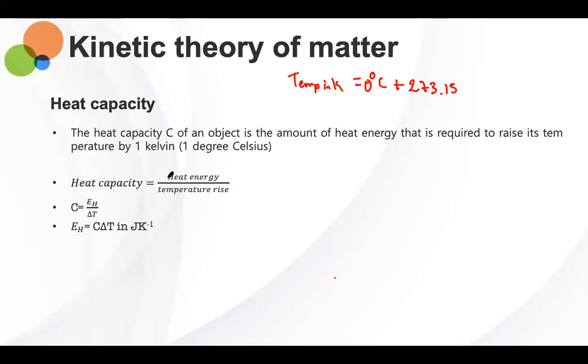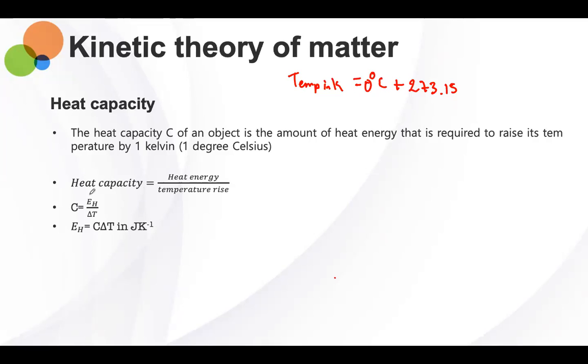So 1 Kelvin is essentially the same thing as 1 degree Celsius, but you'll find that most of the calculations require you to convert to Kelvin because it relates to the temperature at which the particles stop moving. We don't consider that in degrees Celsius, but we consider it in Kelvin. That's why it's so important.